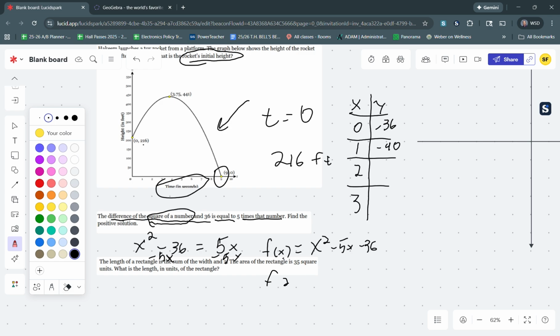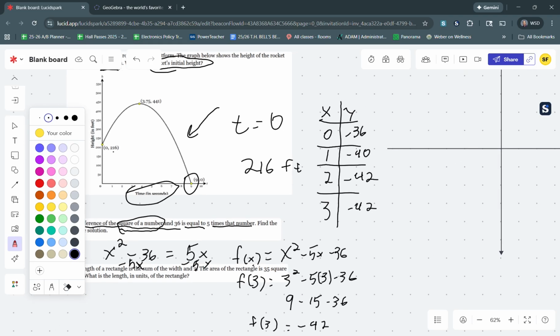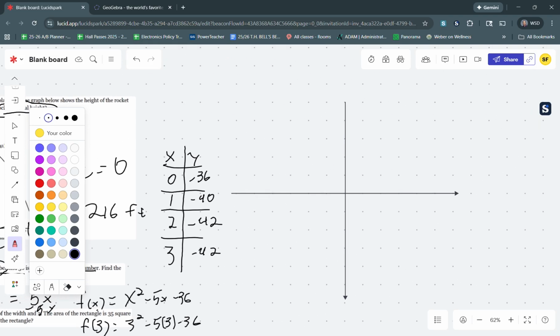F of 2 is next. We get 2 squared minus 5 times 2 minus 36. That would give us 4 minus 10 for a total of negative 42. And we'll do one more. We get 3 squared minus 5 times 3 minus 36. So we get 9 minus 15 minus 36 for a total of negative 42. And you can get as many of these as you want to put on your graph. Your graph will be more and more detailed the more points you get, of course.